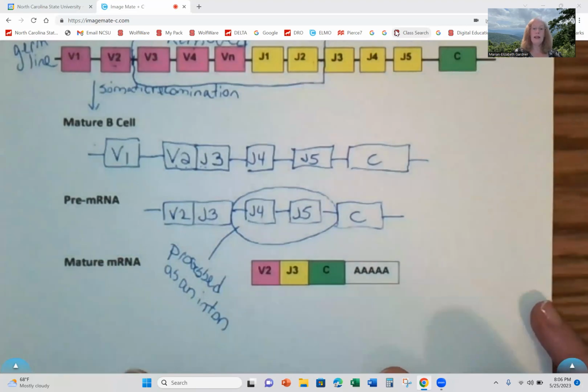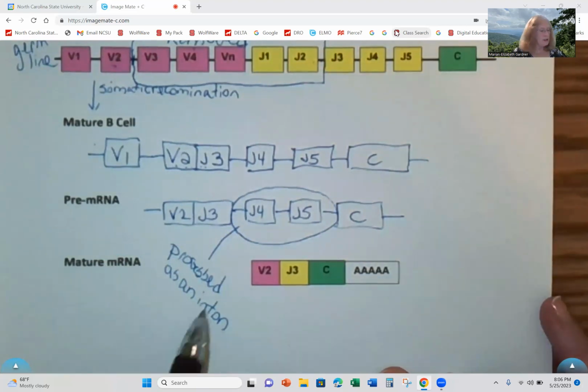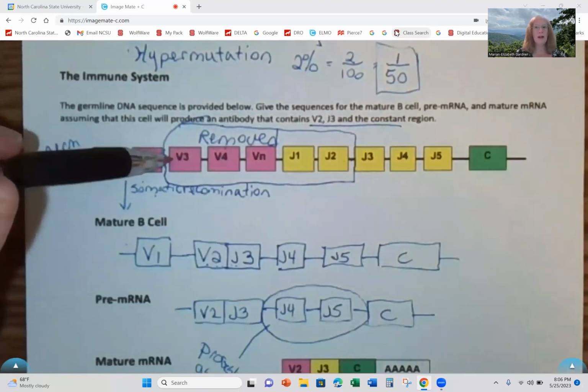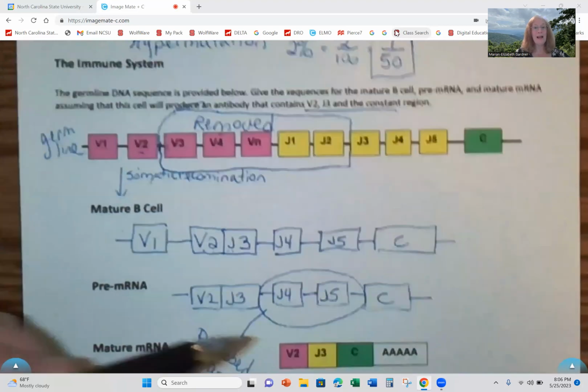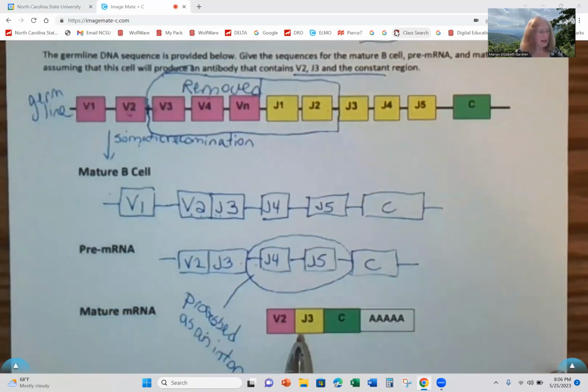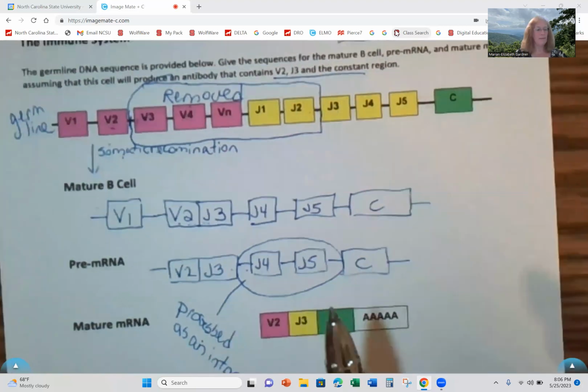We've talked about removing introns before, and this is just processed out as removing an intron. That's different from the somatic recombination when we took out a chunk of DNA. Here, we're just processing messenger RNA, and that gives us our final product.